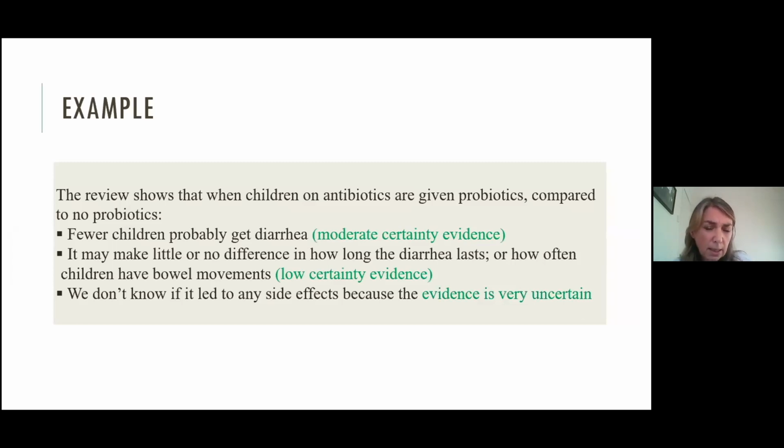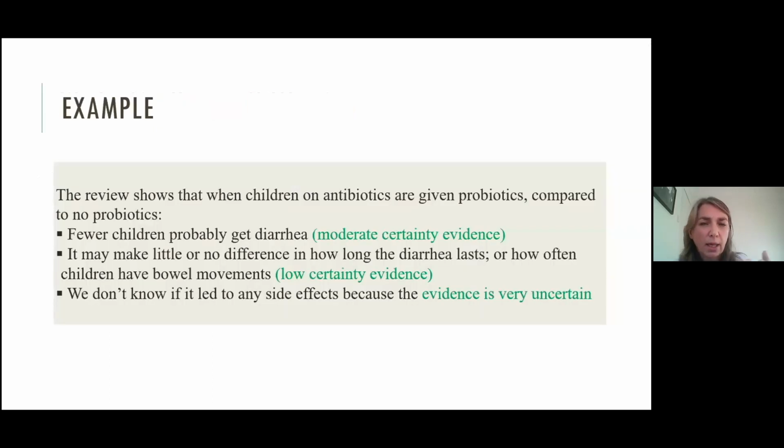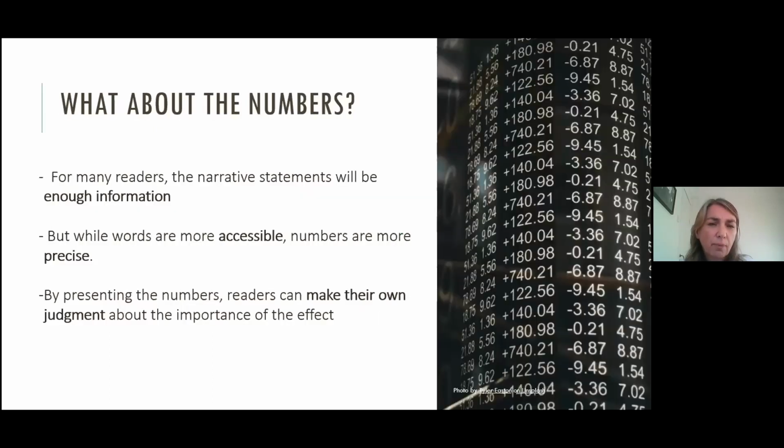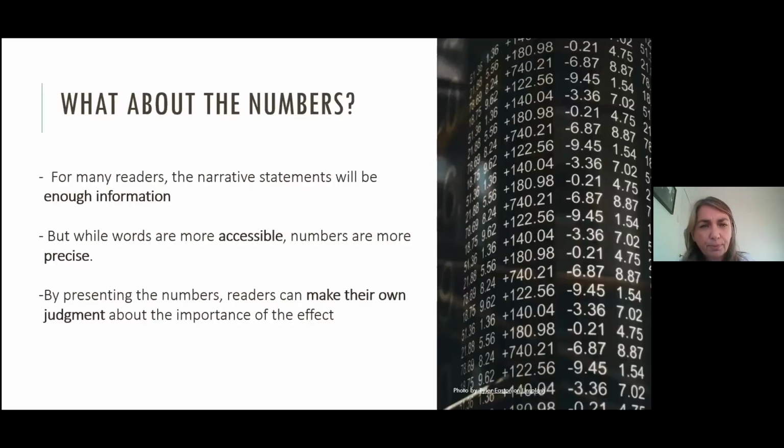In some cases, some review authors choose to add information about the level of certainty, and that's fine. Now, what about the numbers? For many readers, these kinds of narrative statements are enough. As a parent, it might be enough that you get the general gist that basically fewer children probably get diarrhea. And that's sort of all they need to know.